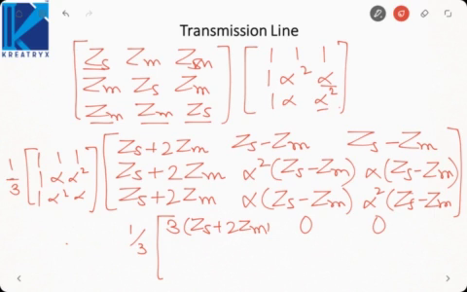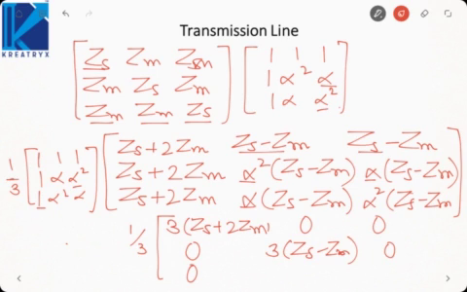Then next, second row into first column, Zs plus 2Zm multiplied by 1 plus alpha square, that is 0. Then 1 into Zs minus Zm, alpha cube into Zs minus Zm, alpha cube into Zs minus Zm. Alpha cube is 1, so it will be 3 times Zs minus Zm. Then 1 into Zs minus Zm, alpha into alpha will be alpha square Zs minus Zm, alpha square into alpha square will be alpha 4, which is alpha. So it becomes 1 plus alpha square plus alpha, it will be 0. Then Zs plus Zm into 1 plus alpha square plus alpha, that is 0.